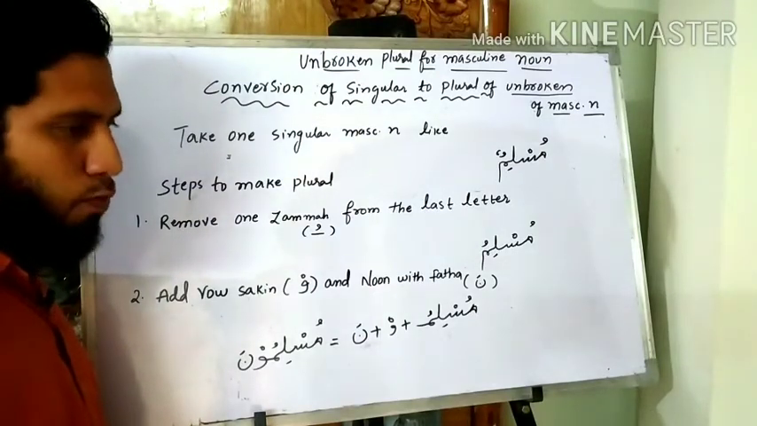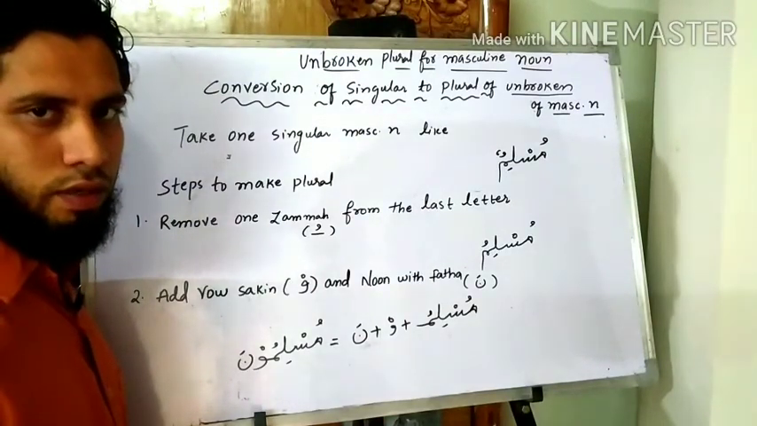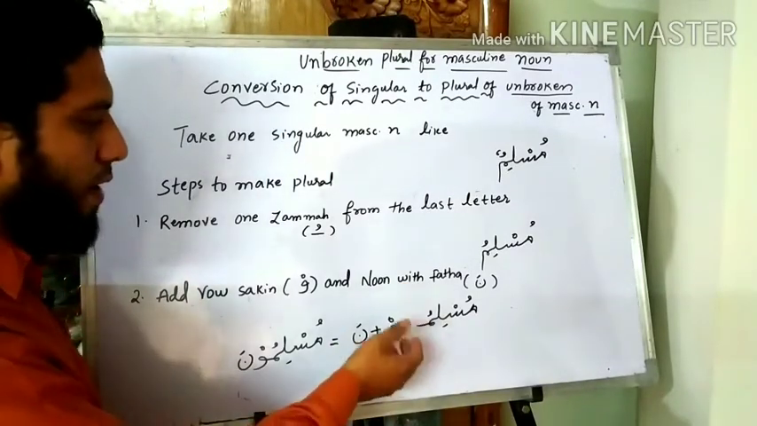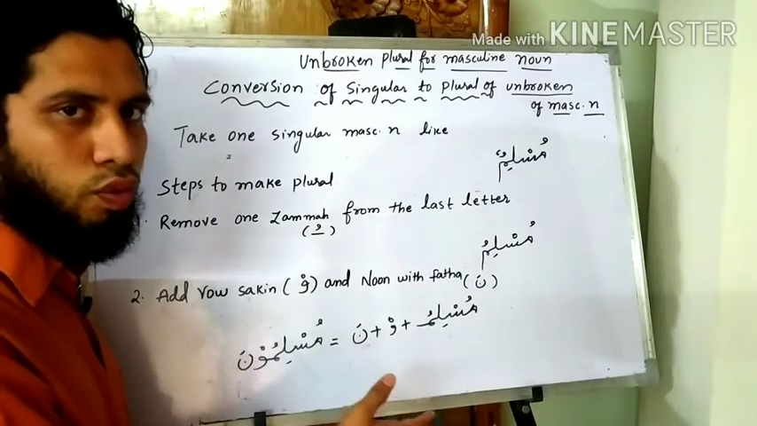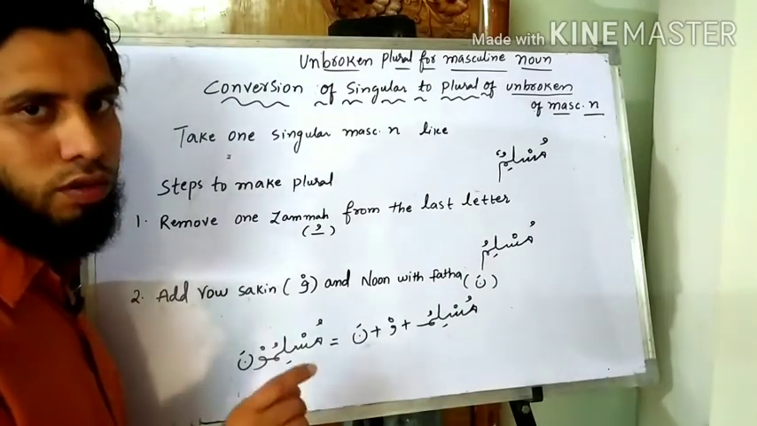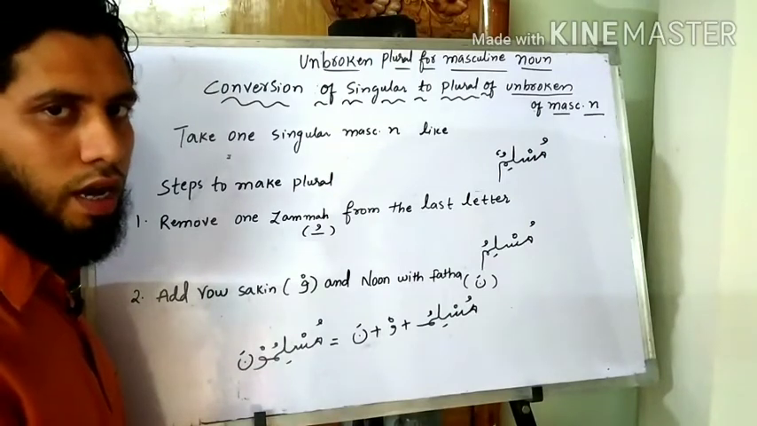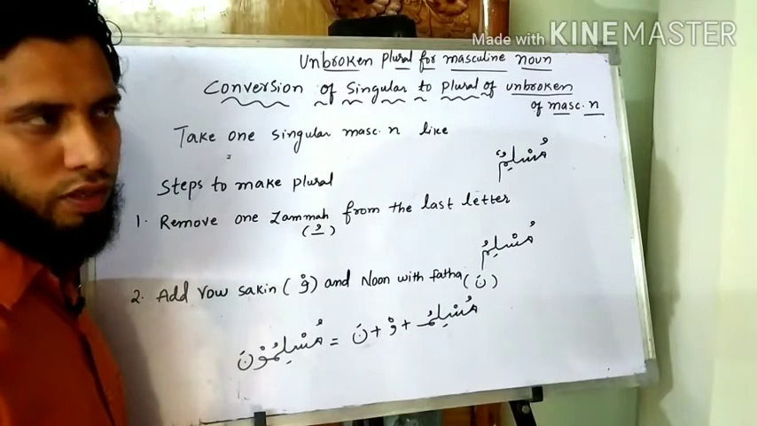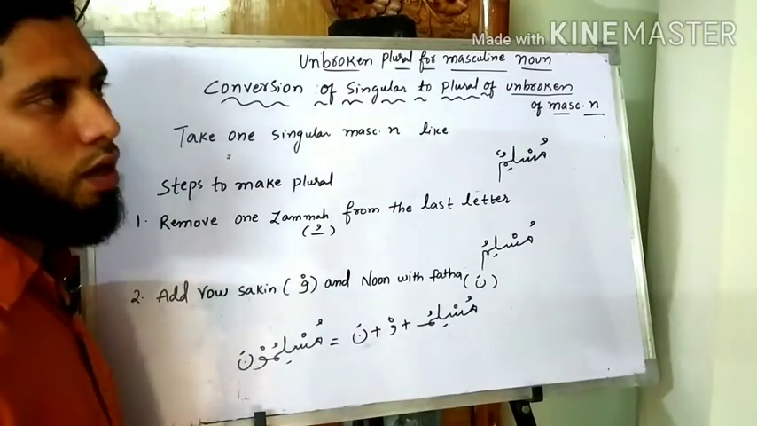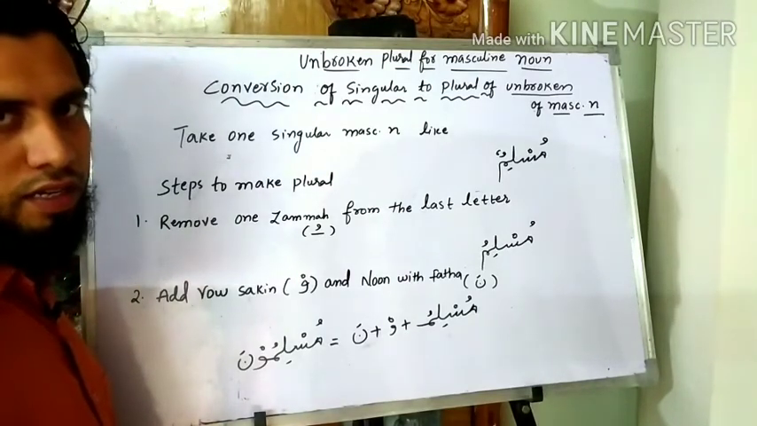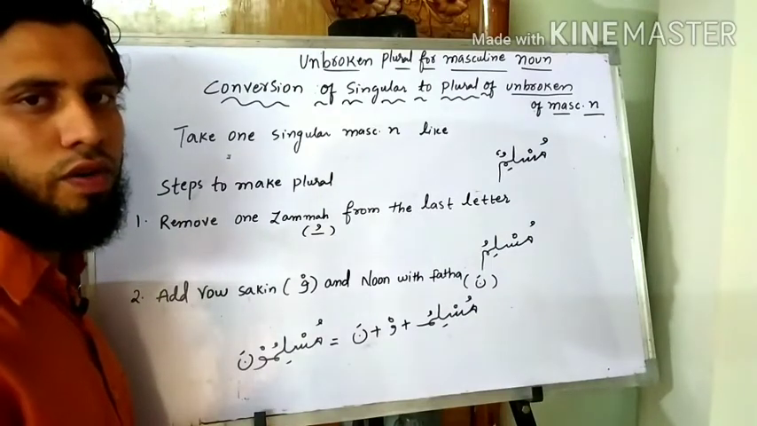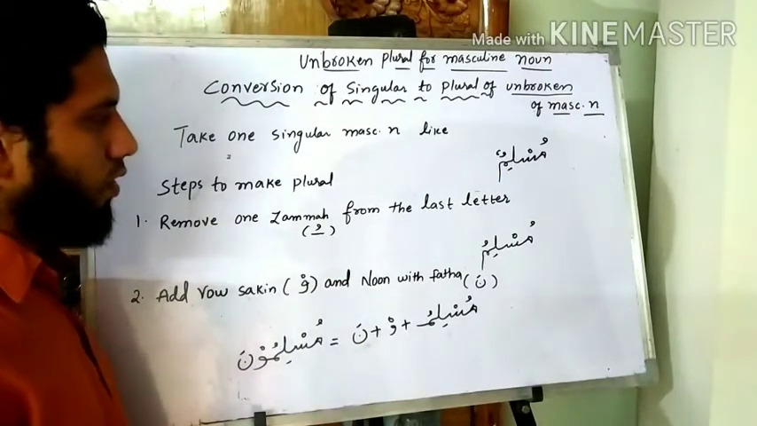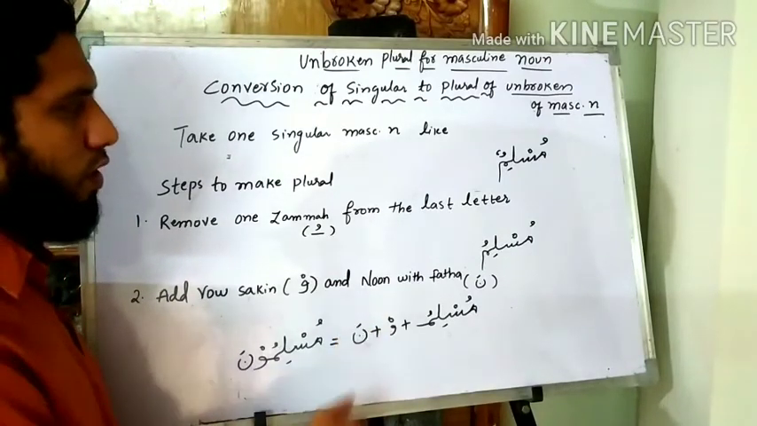One more word: Muhandisun, a male engineer. On the same pattern you have to convert: Muhandisuna. Mudarrisun, male teacher, becomes Mudarrisuna, plural teachers, more than two teachers. Sa'iqun, driver, becomes Sa'iquna. Like this, you have to convert singular to plural by remembering these steps. We will see some more examples here.